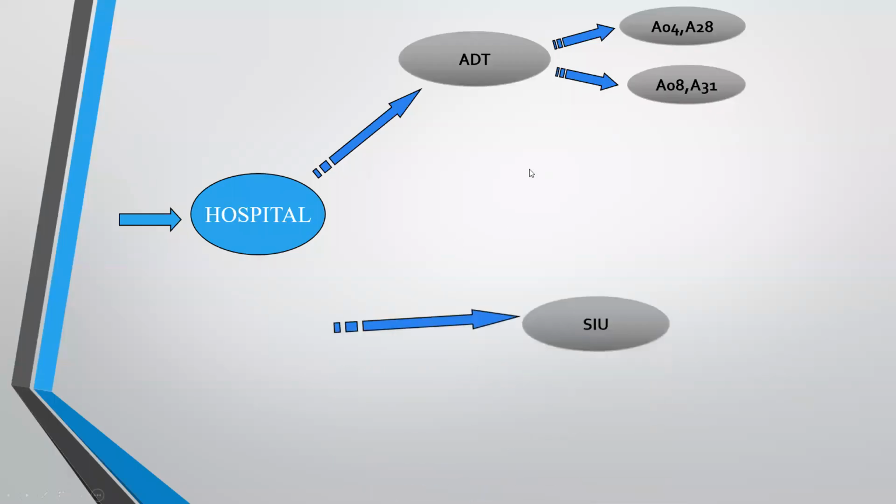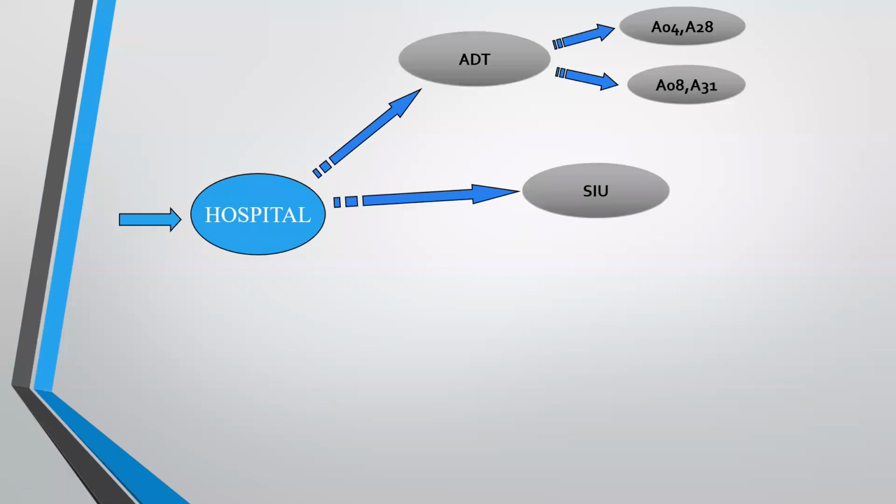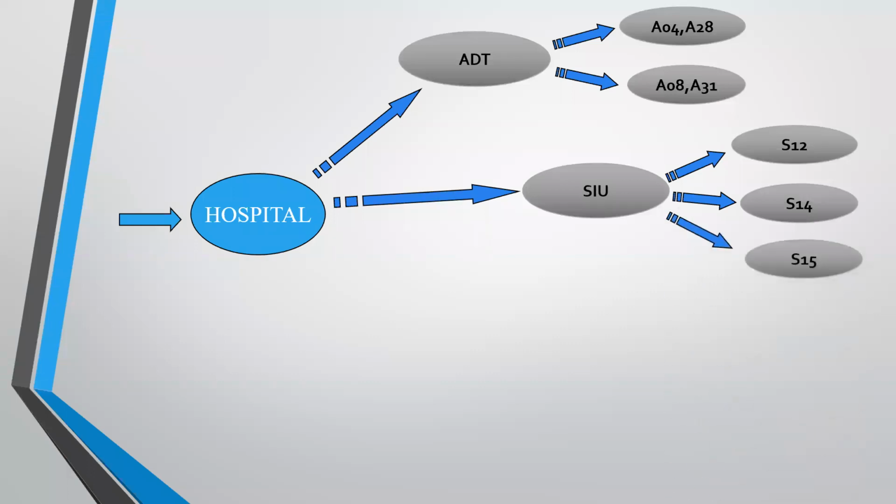Okay, so SIU represents appointments, right? Scheduling information unsolicited. So SIU S12 represents new appointment. SIU S14 represents update of an existing appointment or modification of an existing appointment. SIU S15 represents cancellation of an existing appointment.